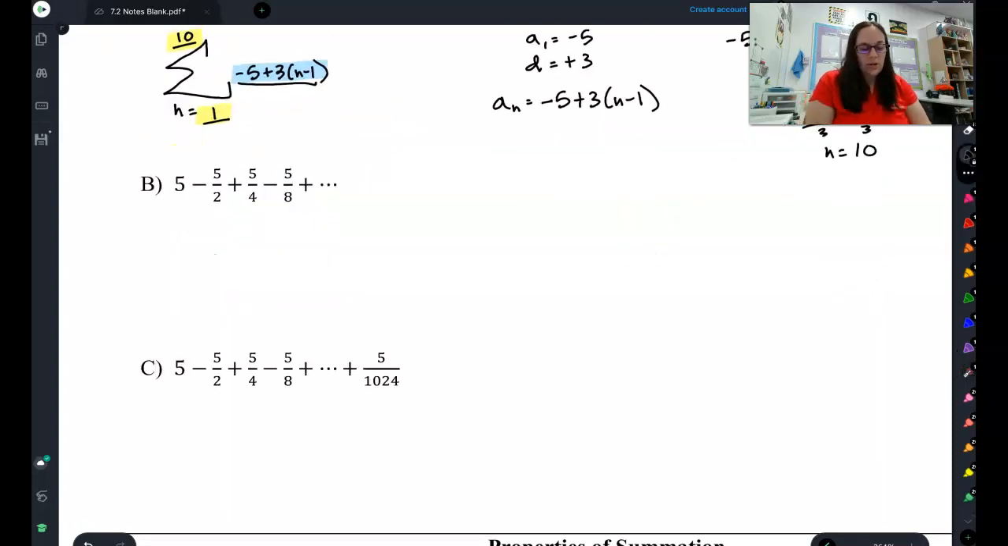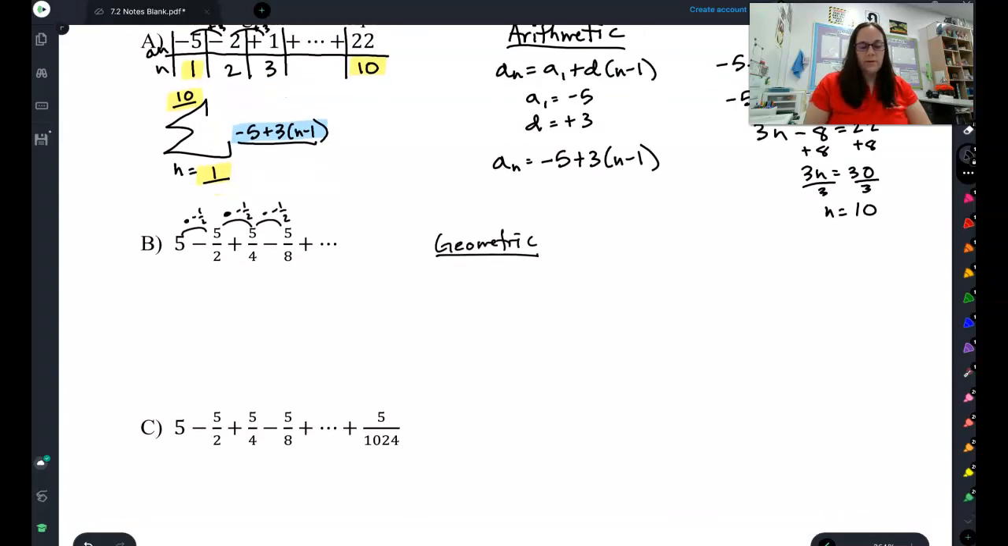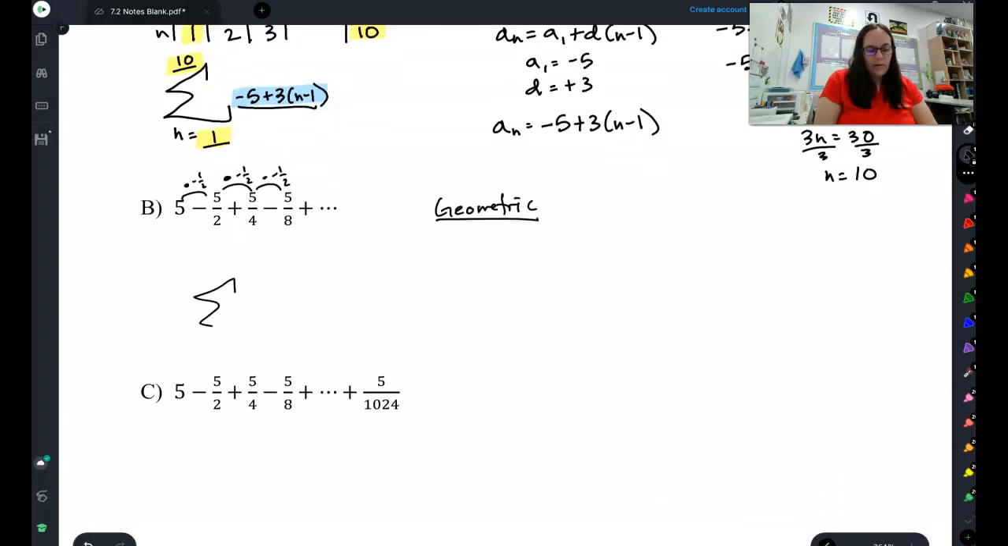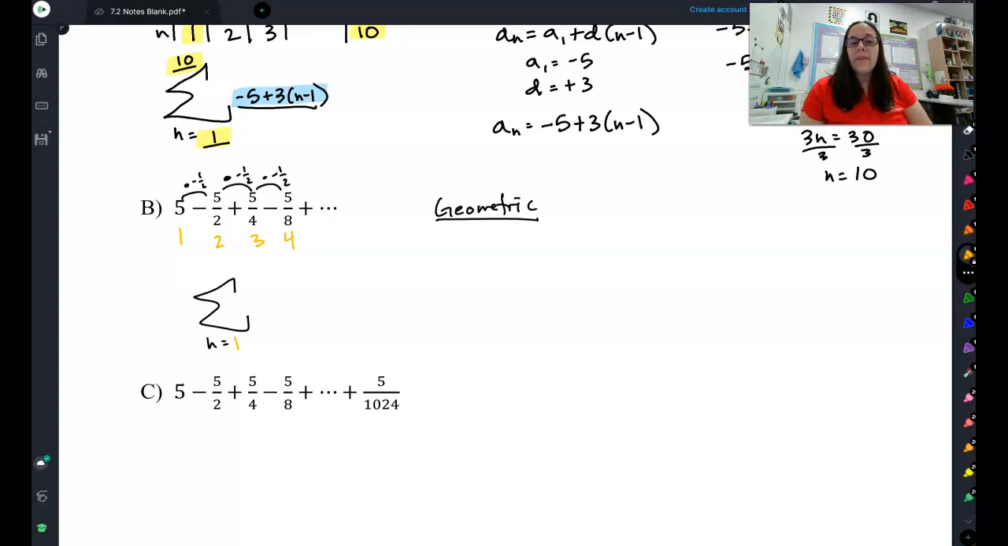This sequence looks like I'm timesing by -1/2 each time. So this is going to be a geometric sequence. So let's write out our summation notation. We're always going to go from n equals 1. That's our starting term right here. 1, 2, 3, 4, on and on and on. And it looks like this series is going to infinity. That ... tells me that it's never going to stop.